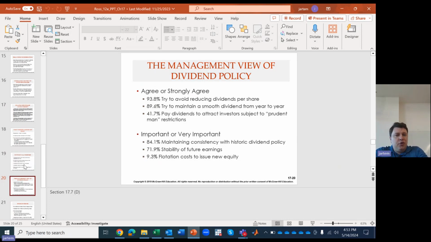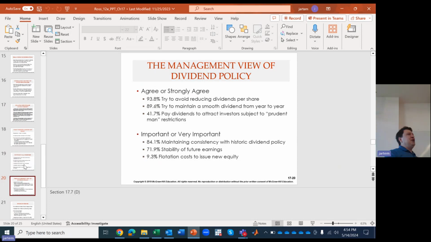Now only 41.7% use their dividend policy to attract particular type of investors. It's actually remarkable that they admit that. I mean, it's like, wait a minute, you're the manager, okay? You're supposed to work for me, the shareholder. Your job should not be, let's adopt whatever dividend policy will get rid of this shareholder I don't like, so you'll sell my shares and I'll get a shareholder that I like better.